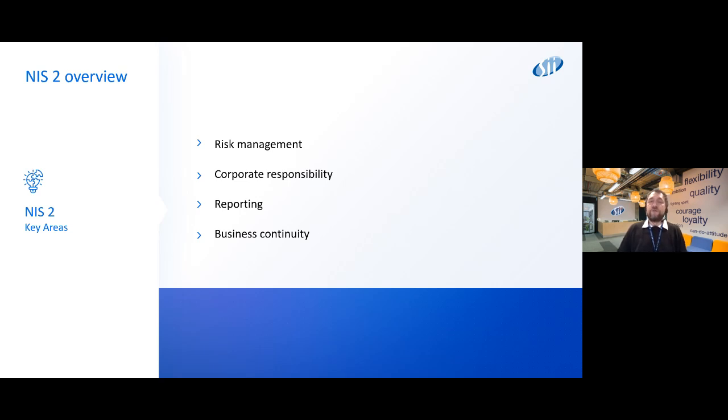Also, there's corporate responsibility. Higher management has to oversee the implementation of NIS 2 and oversee the cybersecurity of the company, as a breach can result in fines for the company, but also fines for the higher management personally. Also, there is an additional need for reporting. Companies have to report incidents. And last, business continuity. Organizations have to have their business continuity plans working.